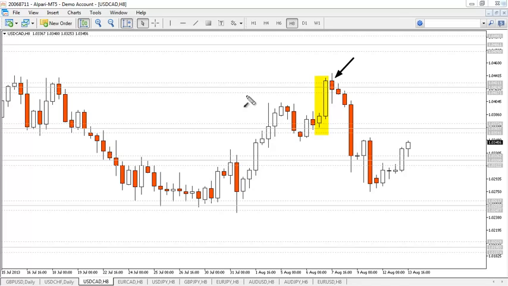Or, in the case of a bullish reversal, candles are telling us sellers are in control of the market. Then they're telling us when sellers are starting to lose control of the market, and we can enter a bullish reversal trade. So candles give us a lot of information.